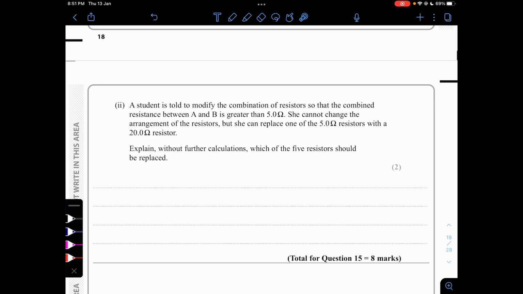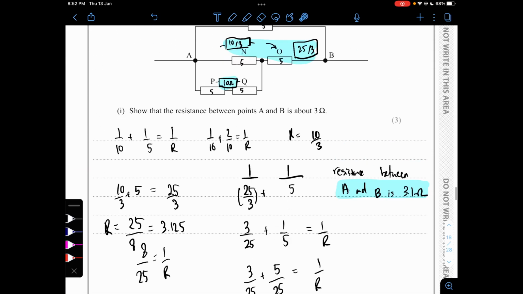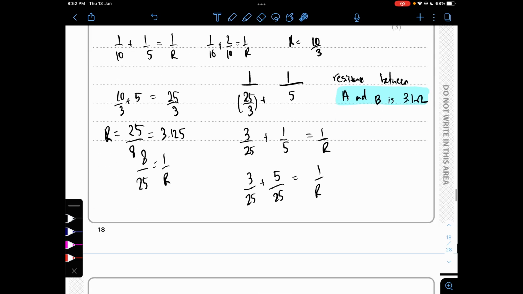A student is told to modify the combination of resistors so the combined resistance of AB is greater than 5 ohms. She cannot change the range of resistors, but she can replace one of the 5 ohm resistors with a 20 ohm resistor. Explain without further calculation which of the 5 resistors she should replace. So which one is the last one that we did in parallel? This was M. So if this increases, our final result will also greatly increase, right?